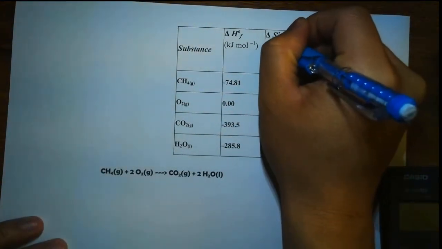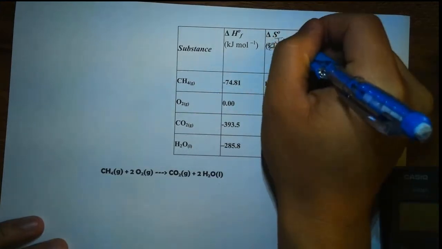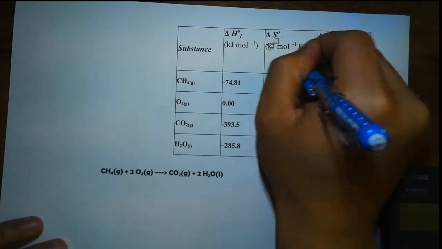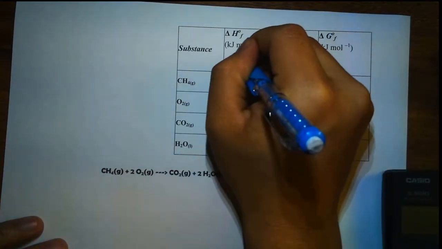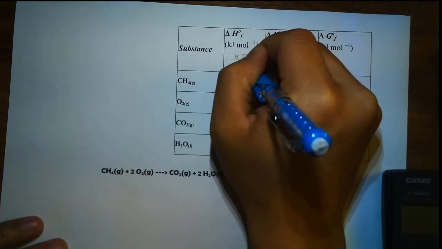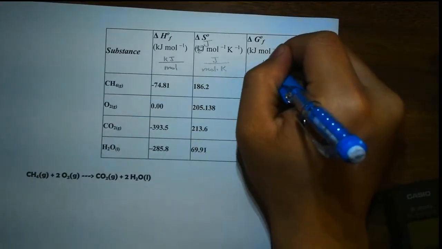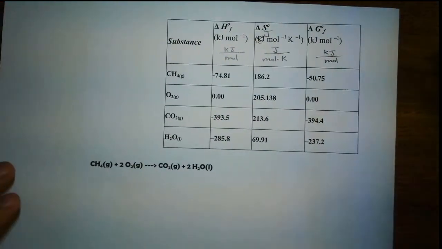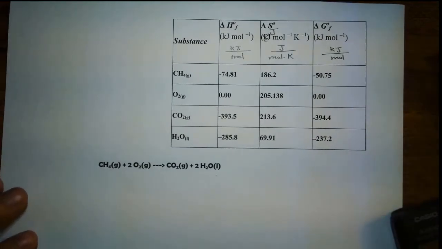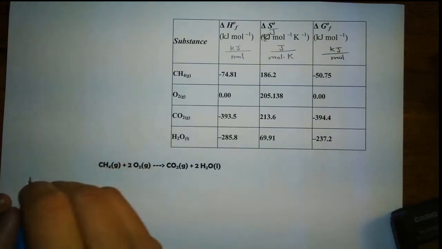That is supposed to be joules, okay? So this one is joule over mole times Kelvin. Here, of course, we have kilojoule over mole. And here we have kilojoule over mole again for the delta G. So let's look at this problem together. Let's solve for delta H again.